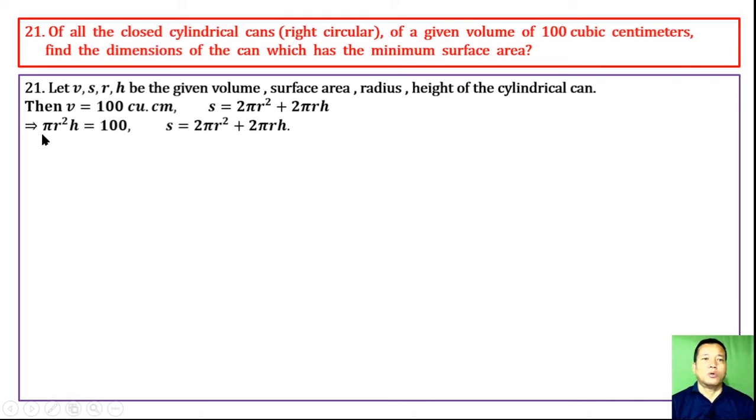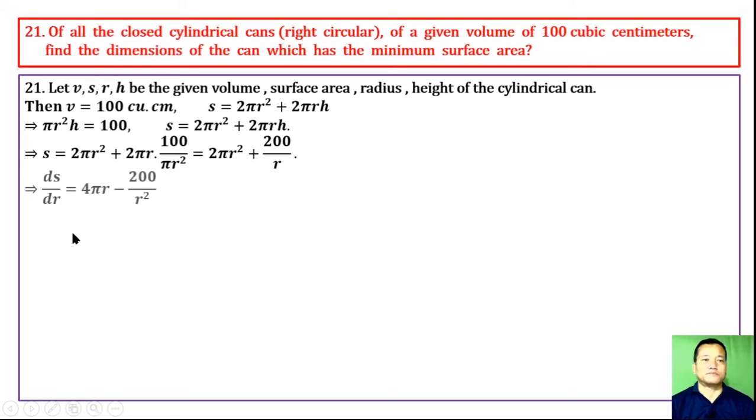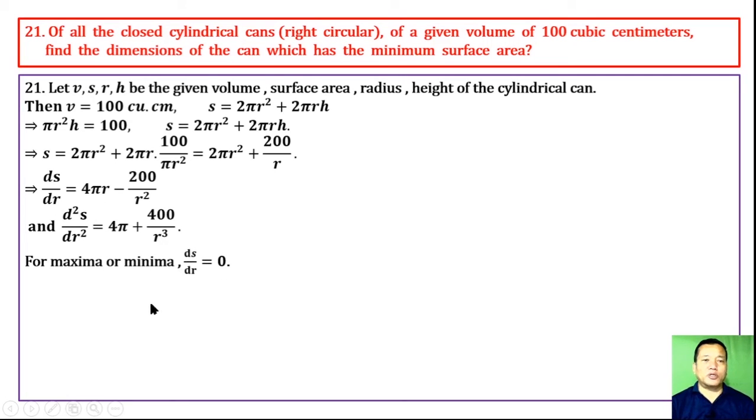Now volume pi r square h is equal to 100. S is equal to this, and h is what? h is 100 by pi r square. We get S is a function of r only. Now differentiating S with respect to r, we get this. Again, its second order derivative with respect to r is this. For maxima or minima, we have to put dS by dr equal to 0. This gives this expression equal to 0. Solving, we get r equal to 50 by pi whole to the power 1 by 3.